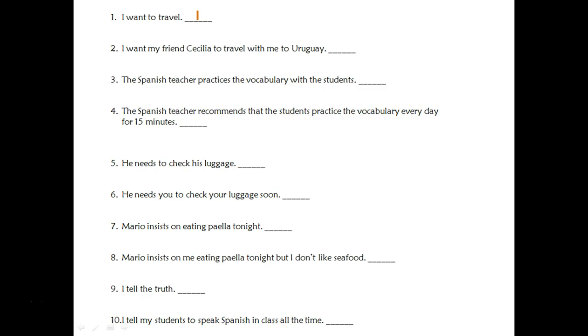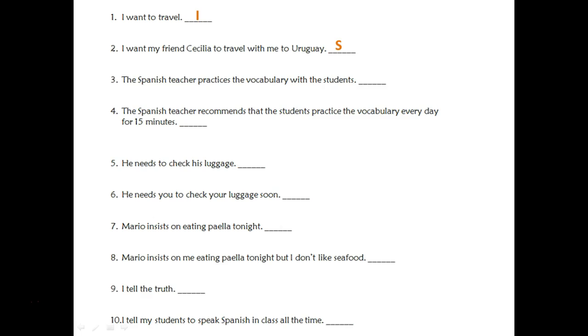Number 2, I want my friend Cecilia to travel with me to Uruguay. Are there two subjects? Yes, I and Cecilia. Is there a notion of wanting, desire? A recommendation, perhaps? Yes, there is. I want Cecilia to travel to do something. She probably already has summer plans and isn't going to come with me, but in any case, it's subjunctive.